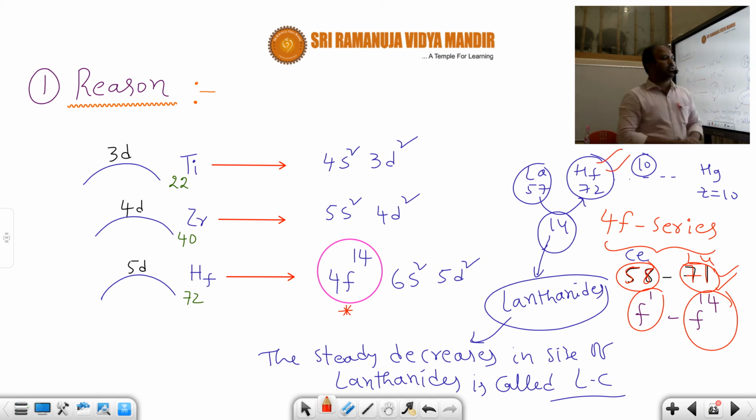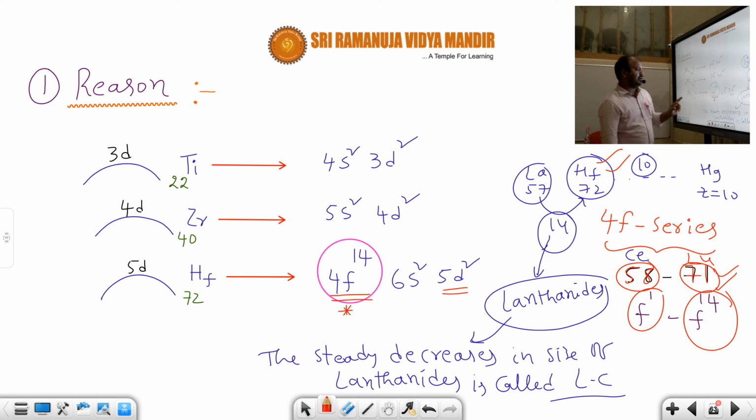Hafnium, have you looked at that? Atomic number 72 means the 4f subshell is already completely filled. That's why the electron enters into the 5d subshell, 5d2. That's why I have written here 4f14, because lutetium, atomic number 71, is already filled in 4f14. So 72 is hafnium. That's why the next electron enters into the 5d series, so this is a 5d series element.